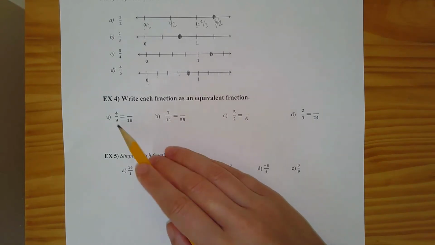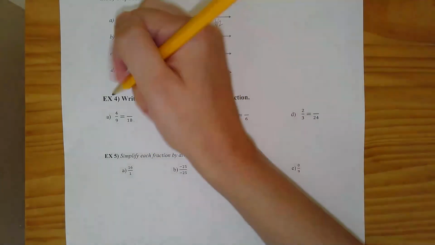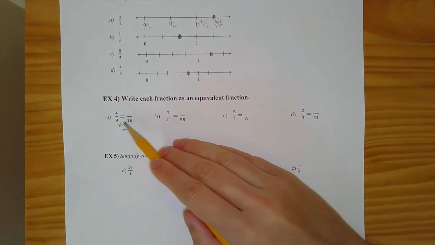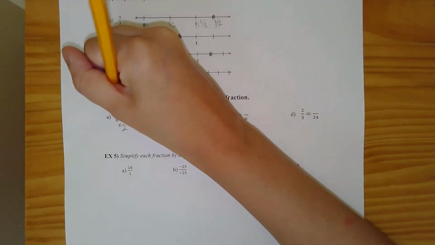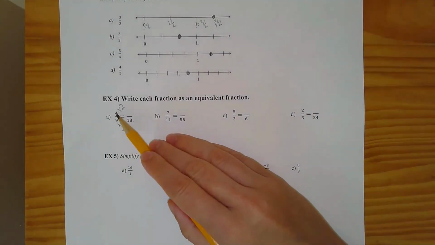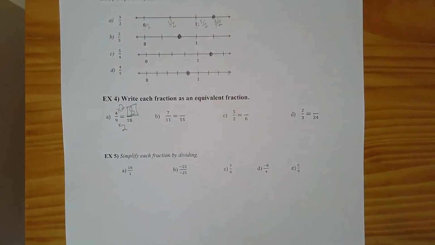So what I'm thinking is, how do I get from 9 to 18? What am I multiplying by? I would multiply by 2 to get there. And so if I'm going to multiply my denominator by 2, I will also multiply my numerator by 2, so that I'm multiplying by 1, and I would make an equivalent fraction. So 4 times 2 would be 8. And that would be in the blank here.